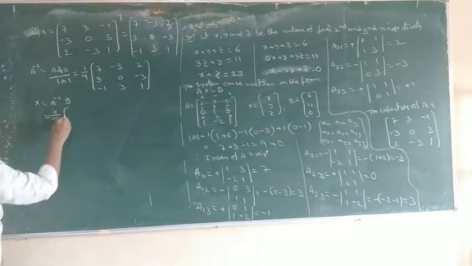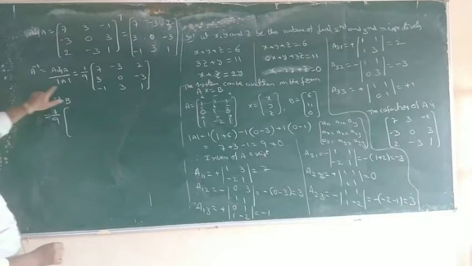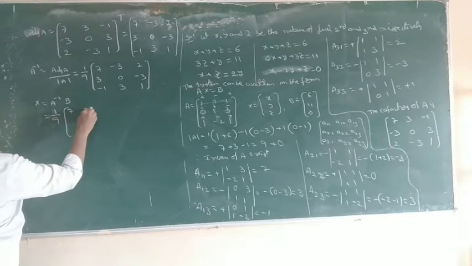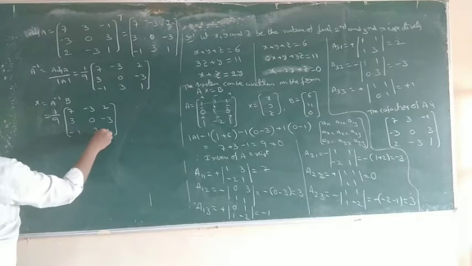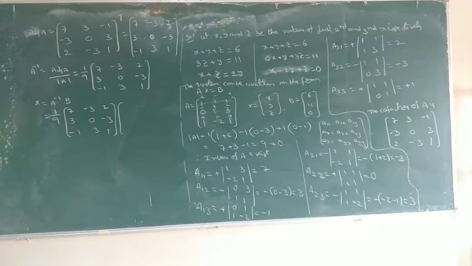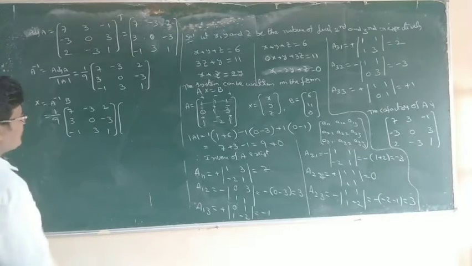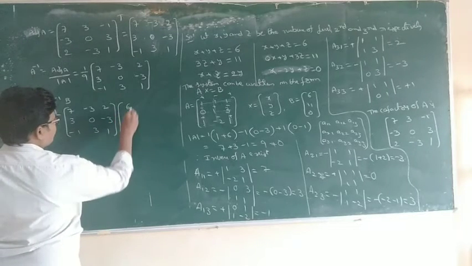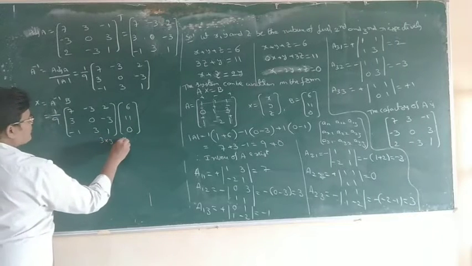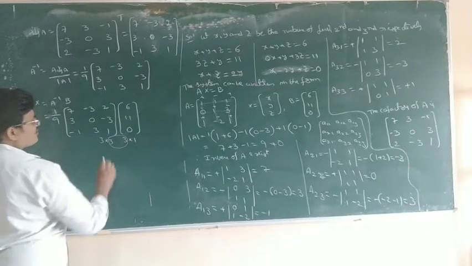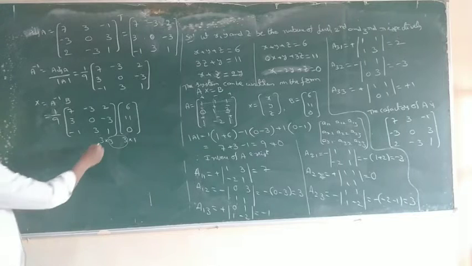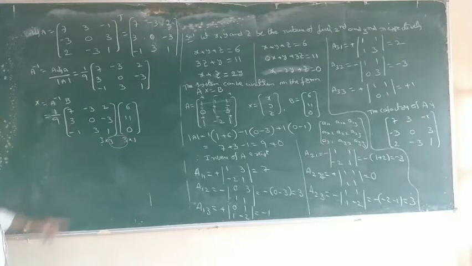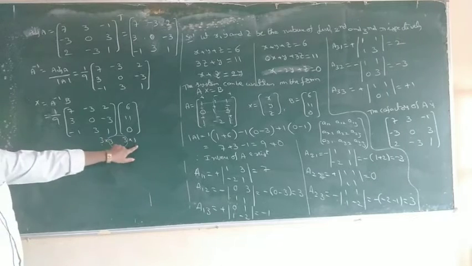1 by 9 into A inverse: 1 by 9 into [7 -3 2; 3 0 -3; -1 3 1] into b. B is equal to [6 11 0]. This is a 3 by 3 matrix. This is a 3 by 1 matrix. The first matrix's columns and the second matrix's rows are equal, so A into B exists. So A into B is a matrix of order 3 by 1, the remaining 3 rows and 1 column.